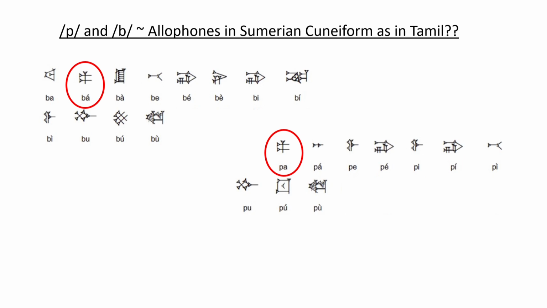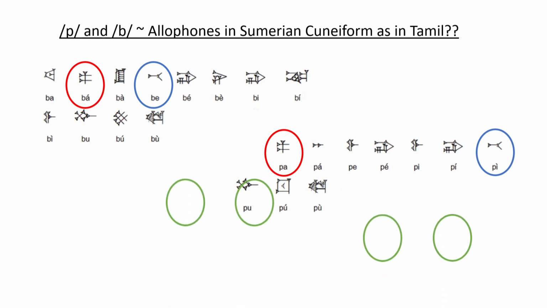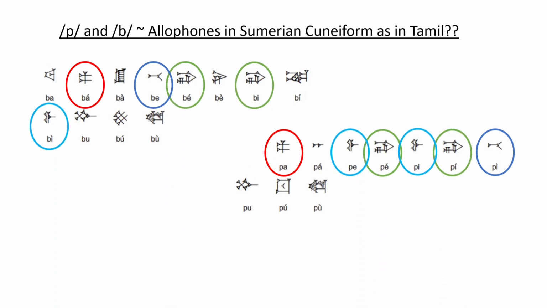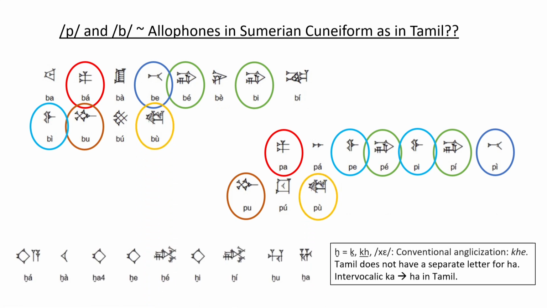Pa and Ba sounds also have these allophones. I'll just quickly run through this. All these have the same symbol but different sounds. For example, this Pu and Bu in brown have the same symbol, different sounds. So overall, in this whole series, Ka, Ga, Ta, Da, Pa, Ba, and all, a lot of things are similar to what is found in Tamil.